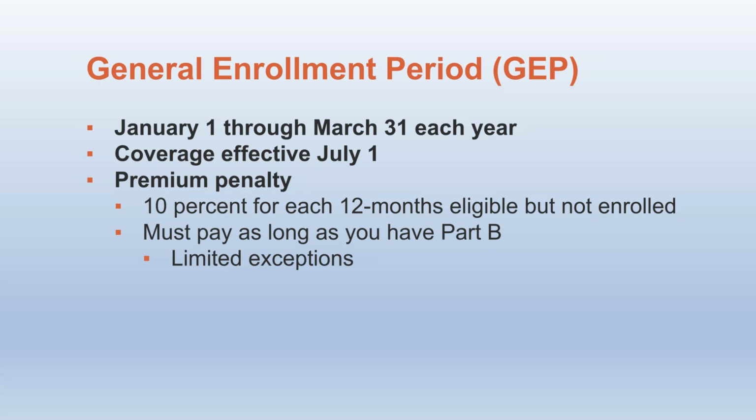This means you could be without insurance for up to a full year. And once you did get enrolled at that point in time, there would be a 10% penalty for each 12-month eligible but not enrolled period. And that penalty would go on forever with limited exceptions, which we'll talk about later.